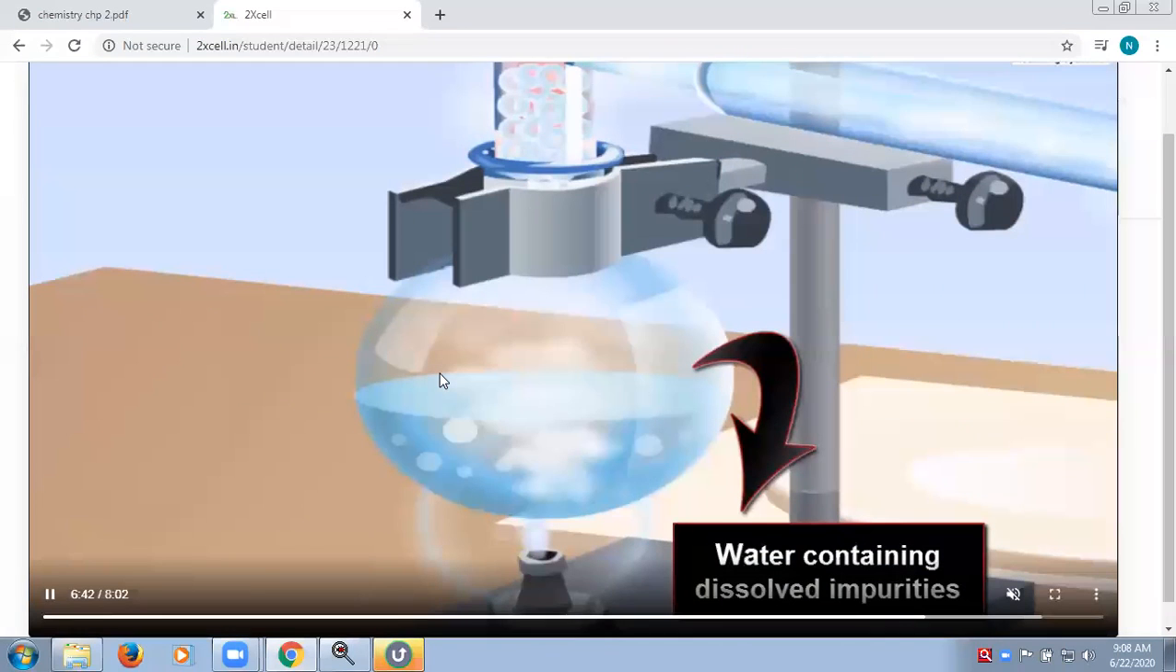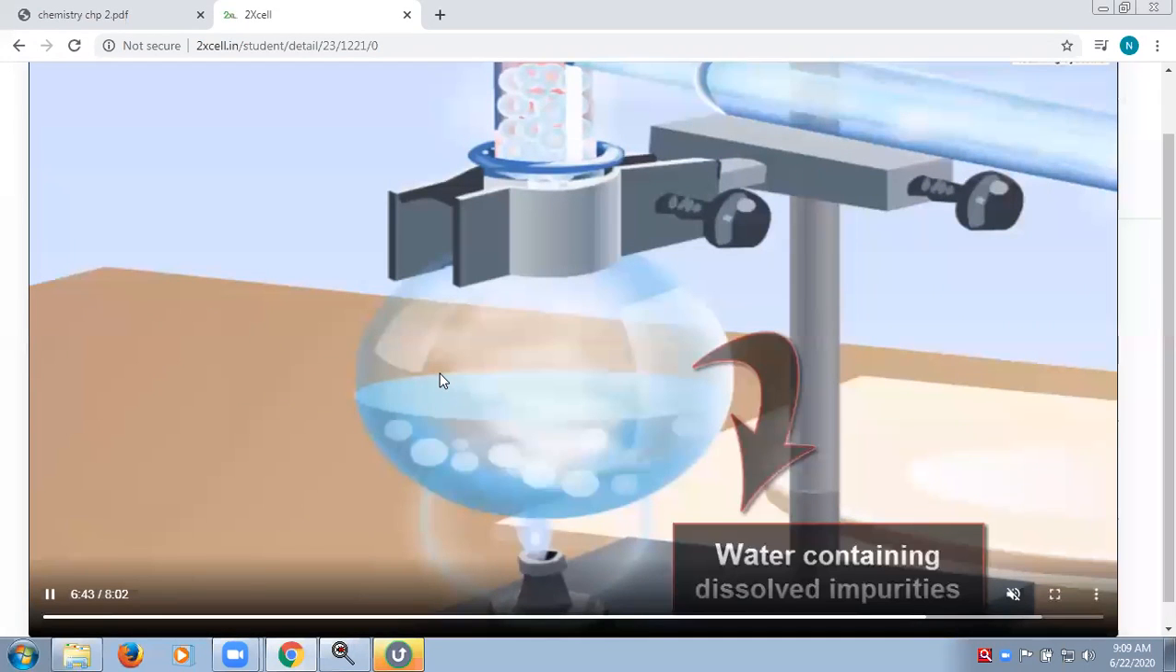Always try to understand that fractional distillation is a method of separating the different miscible components of a mixture having a boiling point difference less than, always remember, less than 25 degrees Celsius. So that is actually what I wanted to discuss today in this module. Next class, we will be discussing the other processes.